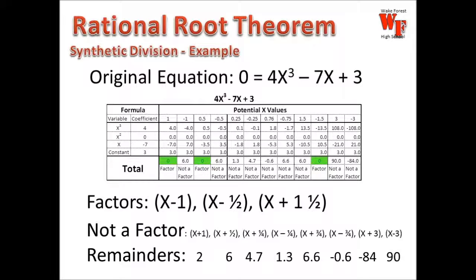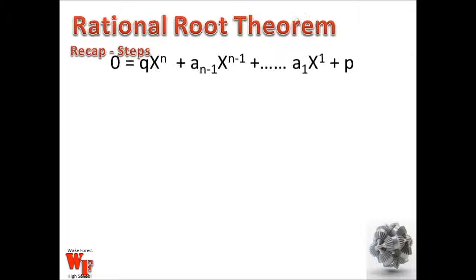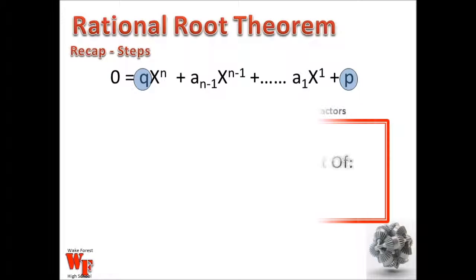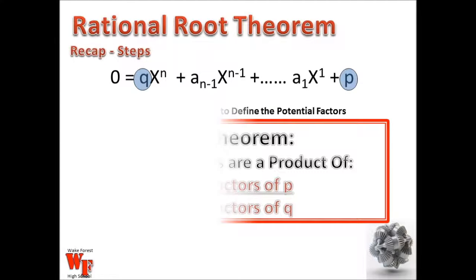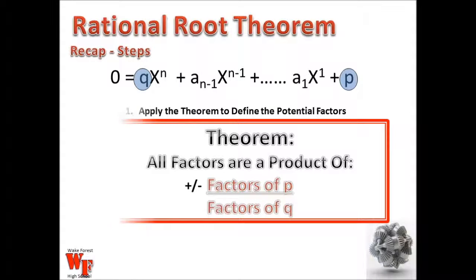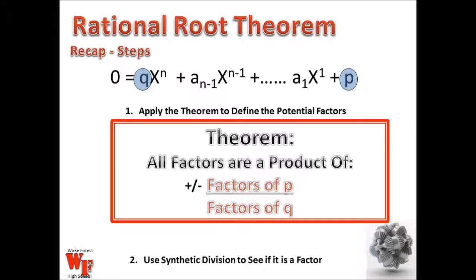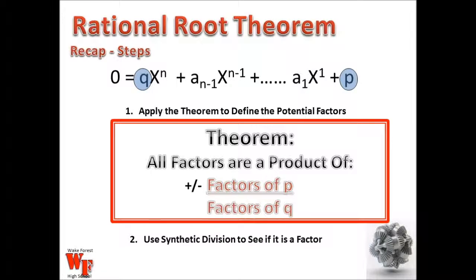In recap, we apply the theorem to define the potential factors using the theorem, the positive or negative factors of p over the positive or negative factors of q. We then use synthetic division to see if it's a factor. If we get a remainder of 0, it is in fact a factor.